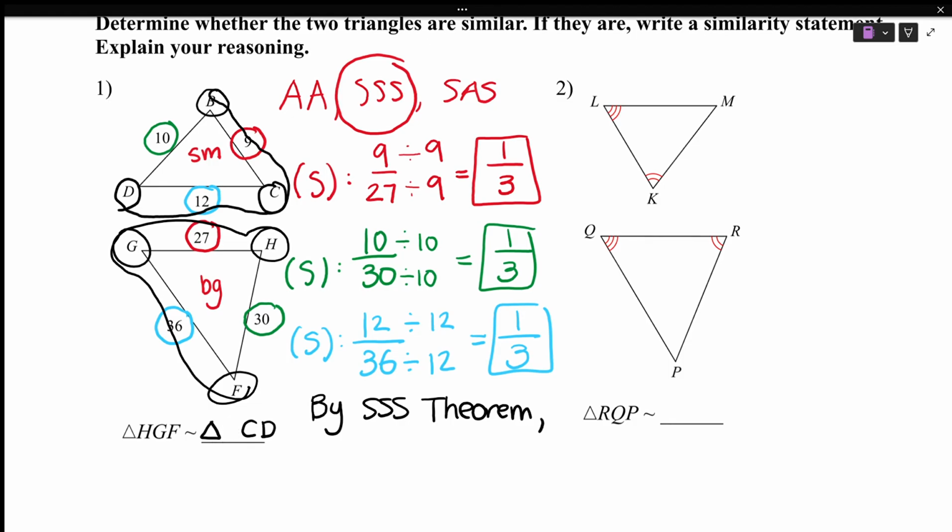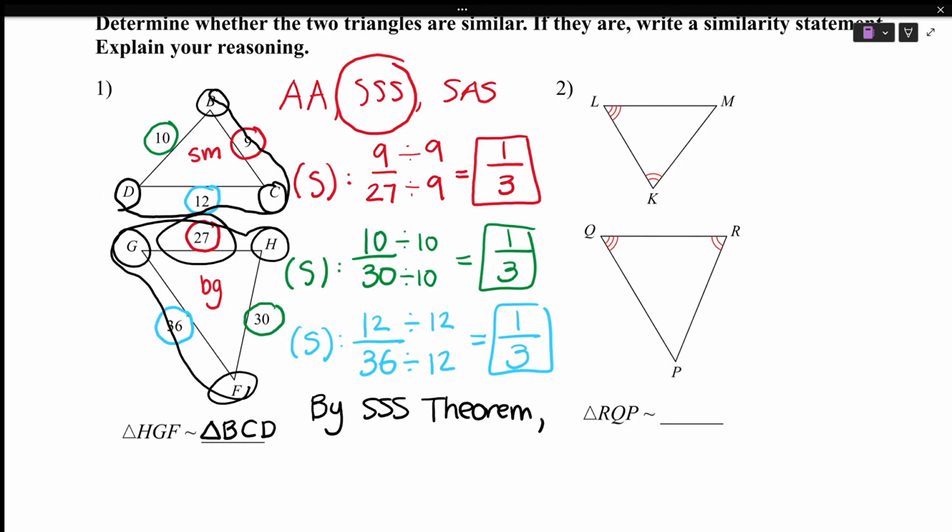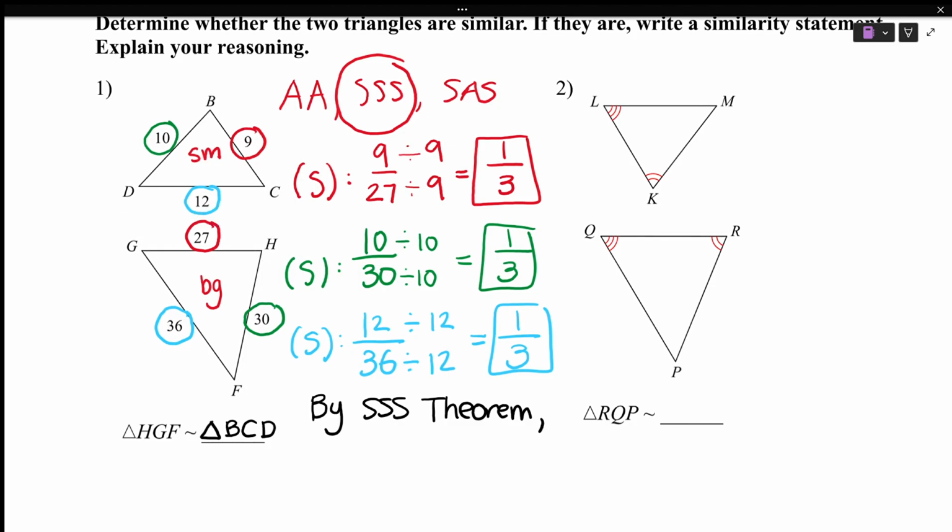Alright, if you're kind of confused on that, just make sure you mark them right. H, G, F. H, G goes through 27, which is the smallest side, then the middle side, then the biggest side. Same thing here. Smallest side, middle side, biggest side. Okay. Alright. So that's number 1.